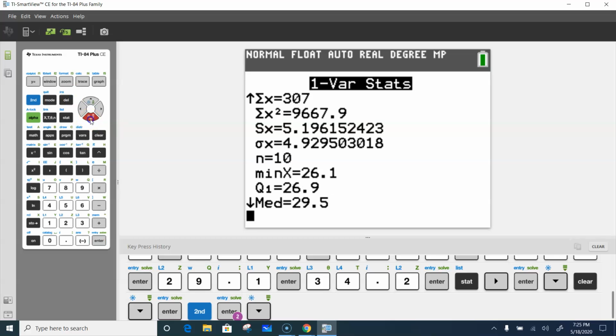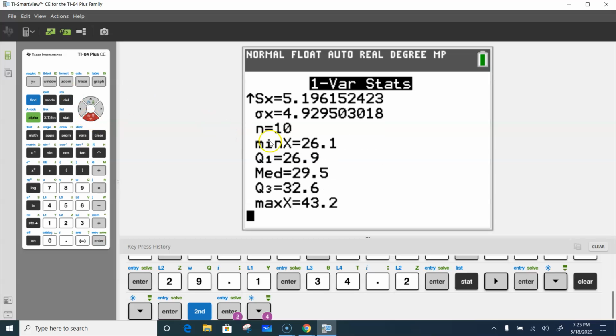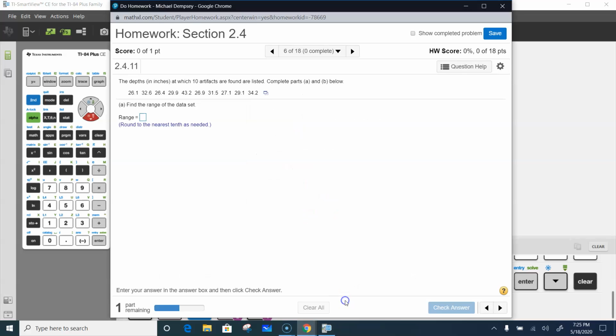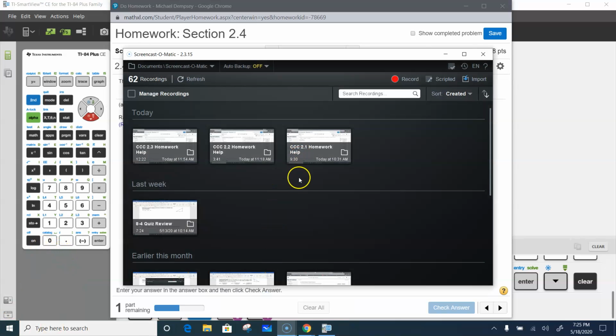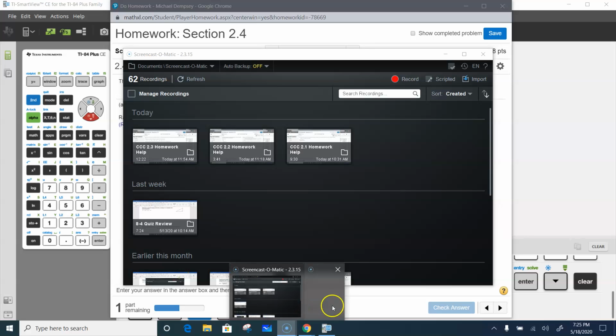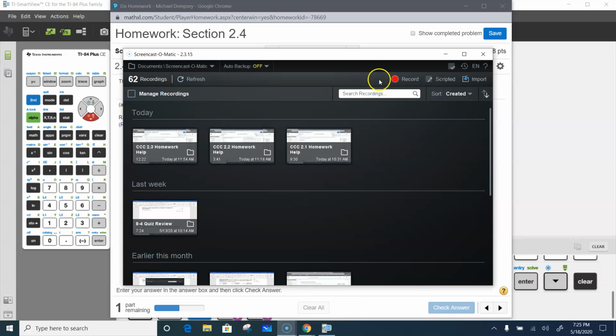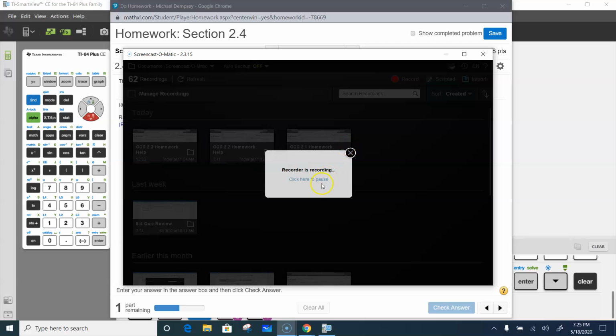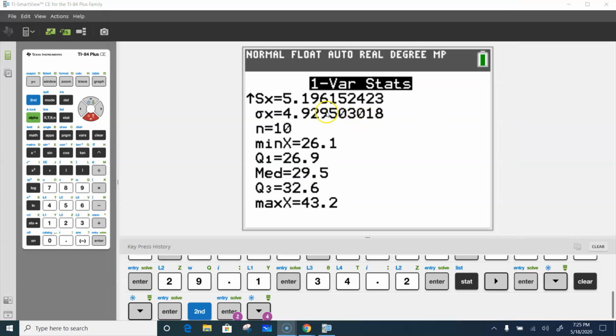So how am I going to get the range here? They don't give me the range straight away, but they tell me that the minimum number is 10 and the max is 43.2. That doesn't seem right to me. Sorry about that, confused myself.